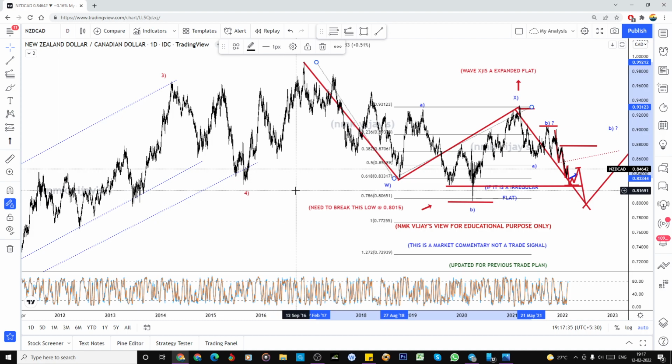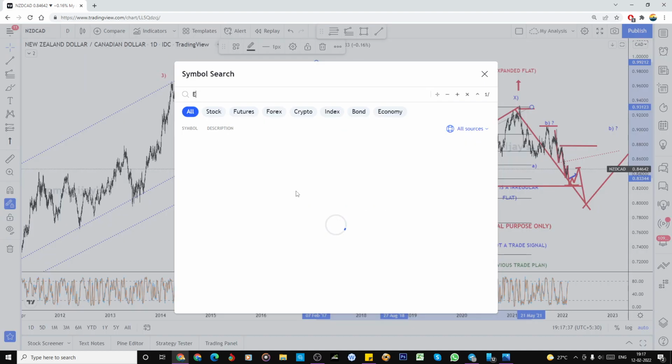So let's move on to my favorite pair, Euro New Zealand.